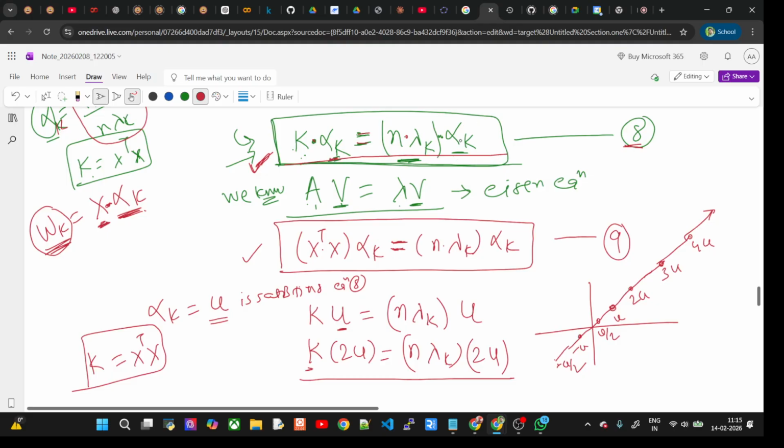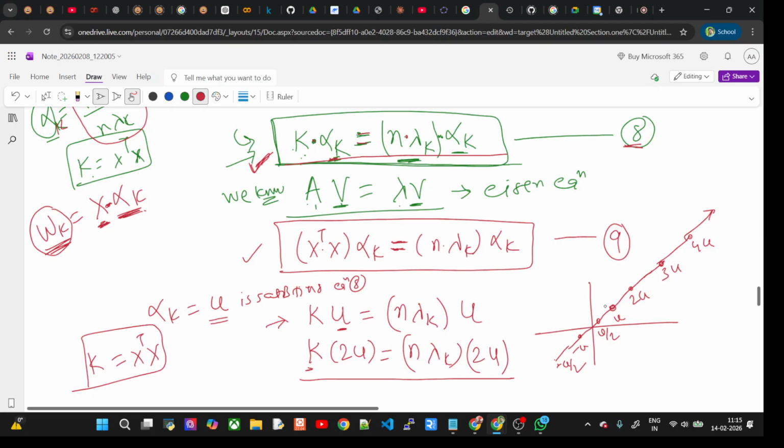So you want some alpha k which satisfies this equation number 8. Alpha k may be any vector, any eigenvector. For example, I use u because in our videos sir has used u, so you should not feel that you heard something different, that's why I'm using u. If I say alpha k is equal to u, any eigenvector, then this equation, k into u, holds.